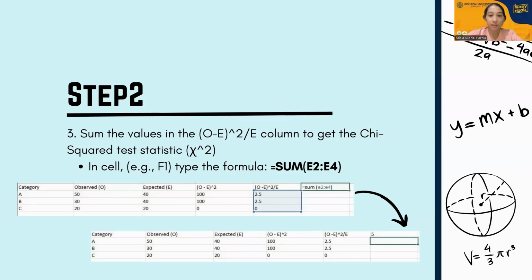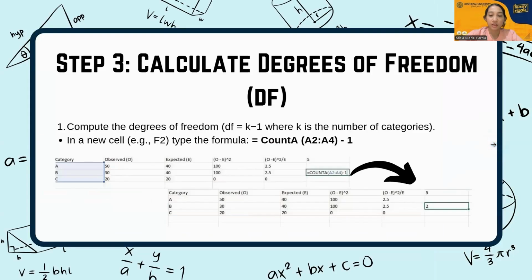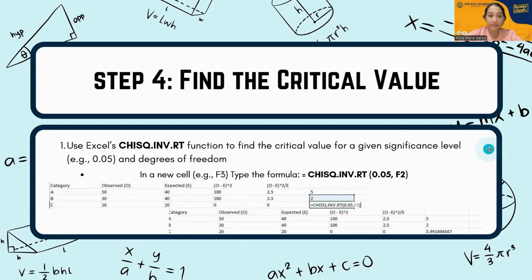Next. Step 4. Calculate degrees of freedom, or DF. Compute the degrees of freedom: DF equals K minus 1, where K is the number of categories. In a cell, example F2, type the formula equals COUNTA of A2 to A4 in parentheses, minus 1, and enter. Next. Step 5, critical value.